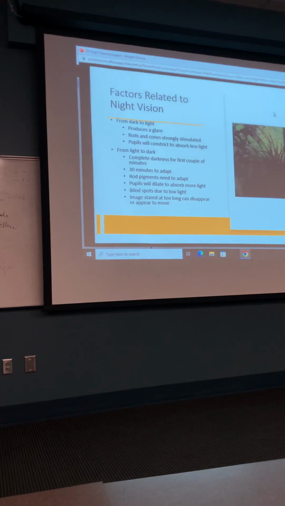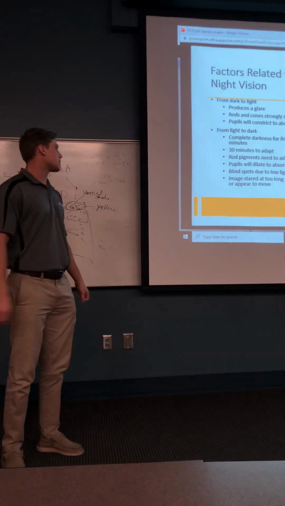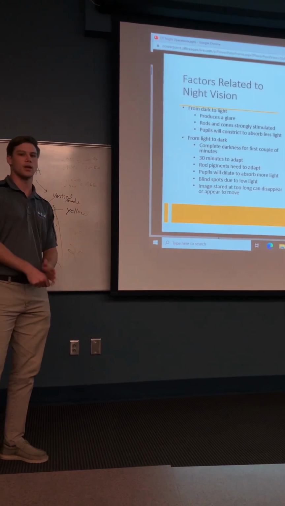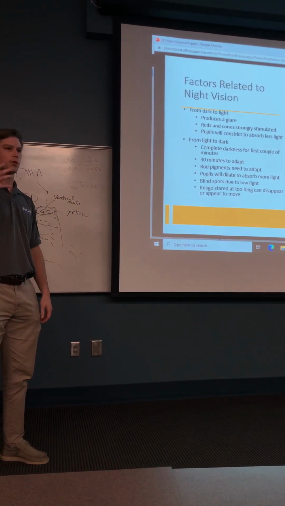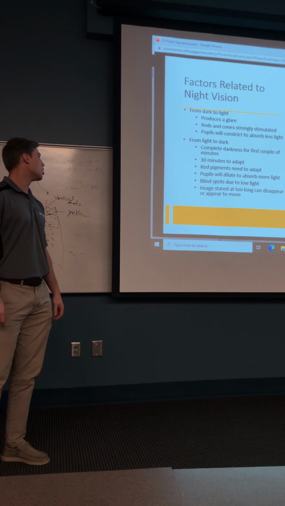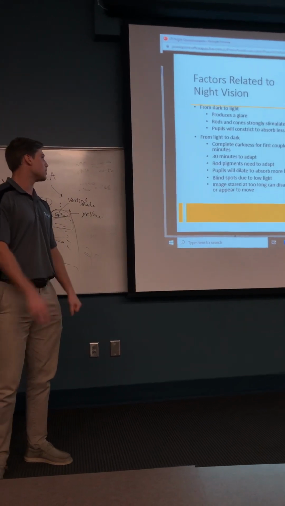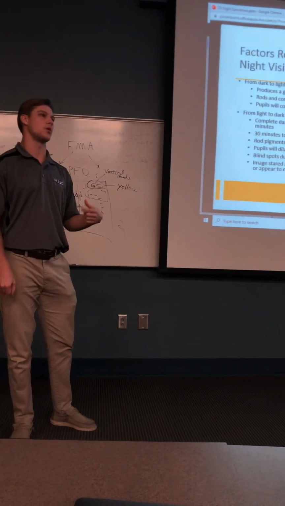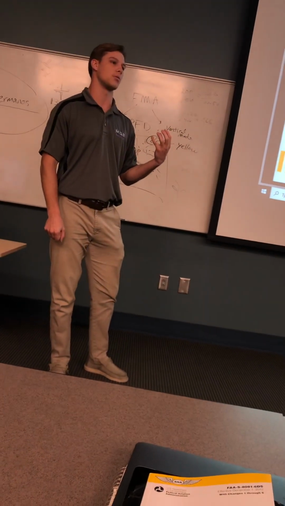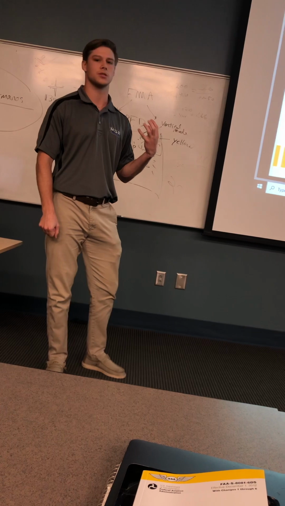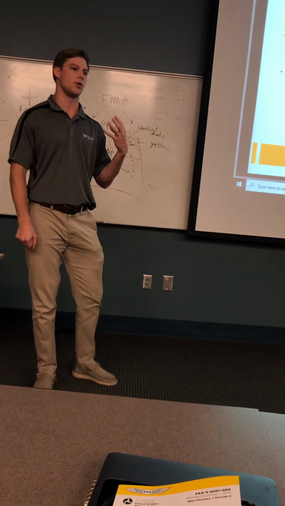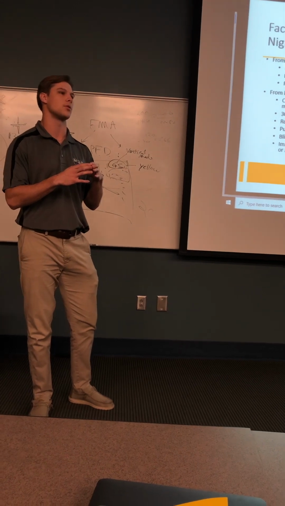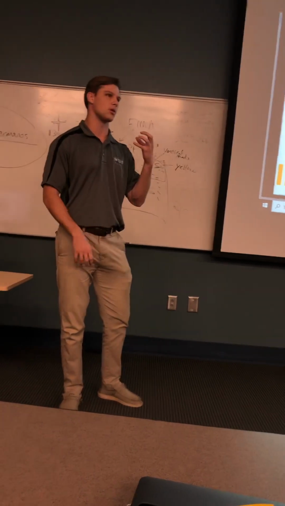So, factors related to night vision. Going from dark to light will produce a glare. If you're in a room and you wake up and first turn on the light, it'll kind of blind you for a second and produce a glare, and the rods and cones will be strongly stimulated. The pupils will also constrict and get smaller, because after sleeping your eyes have adjusted to the darkness. They were bigger because they were absorbing more light in the dark. Then when you turn the light on, they shrink and you feel that pain.